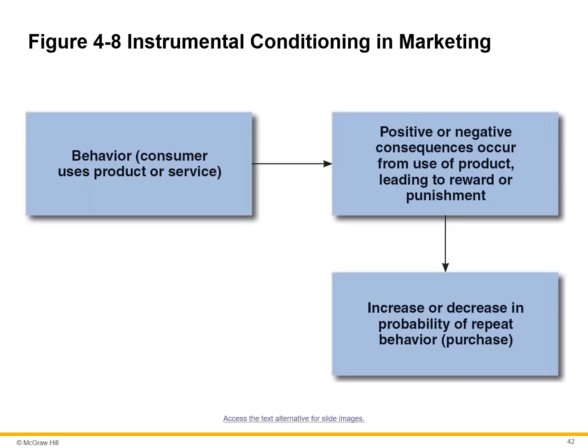So in this instrumental conditioning in marketing, we can have, for example, a behavior where the consumer uses a product or service. Then a positive or negative consequence occurs from the used product, with a positive consequence leading to reward and negative consequences leading to punishment. Then you get an increase or decrease in the probability of repeat purchase behavior. If it's positive, leading to reward, then you can purchase the product more. If it's a negative response, then you purchase the product less. That's instrumental conditioning in marketing.